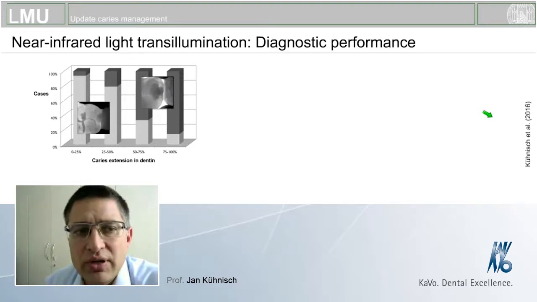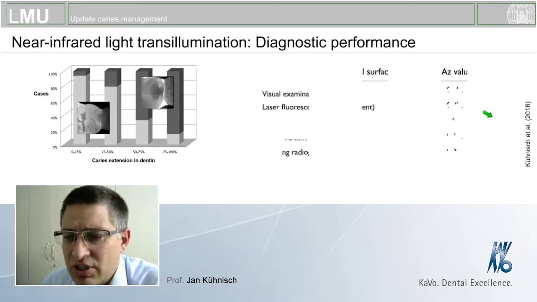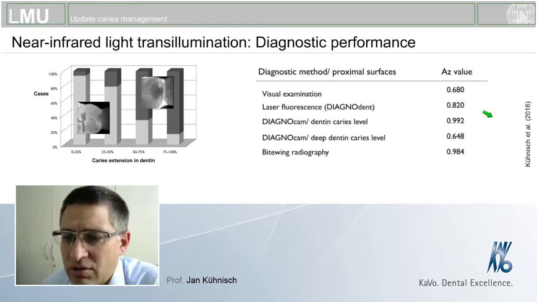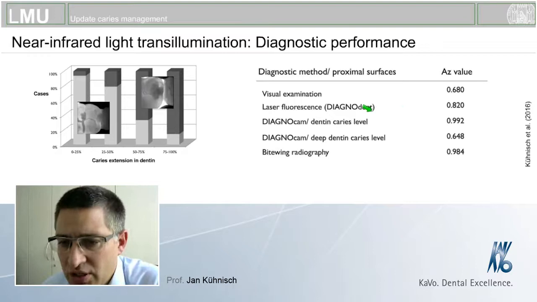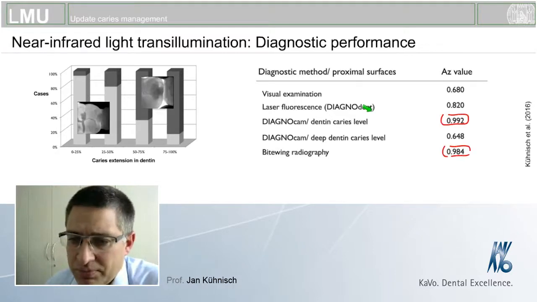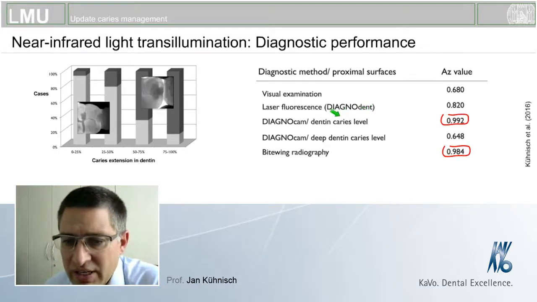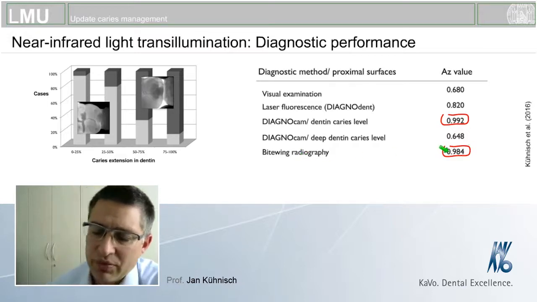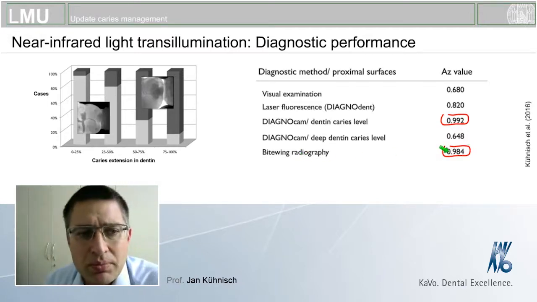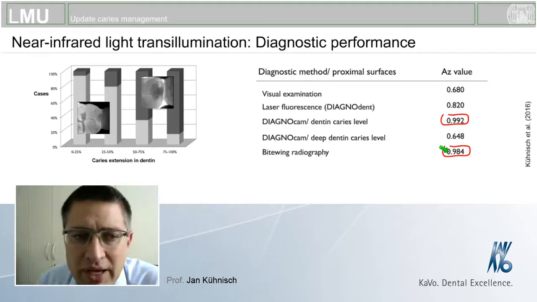I mentioned our own clinical study on the diagnostic performance of the near-infrared light transillumination. I would like to skip to the results, to the accuracy values. And the important information is that if we are taking the dentine caries level, we found an equal result in comparison to the bite-wing radiograph. But there is one limitation which has to be expressed.